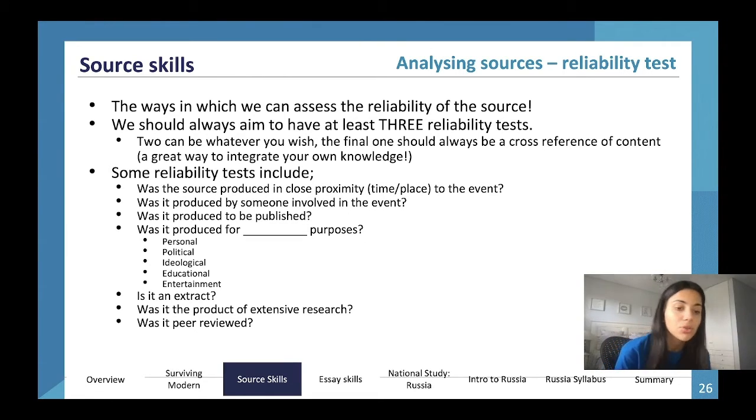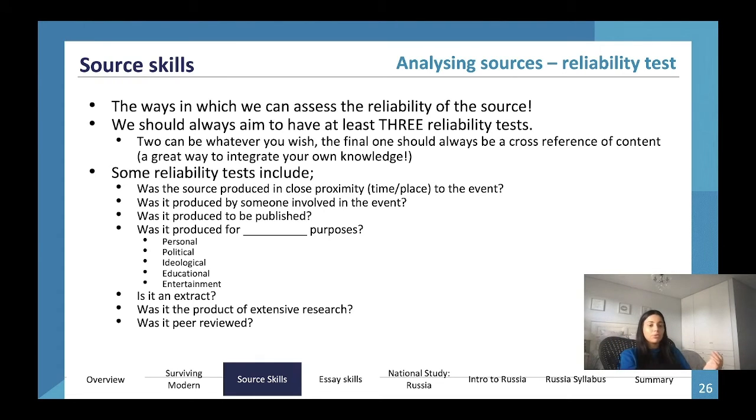Was it produced for personal, political, ideological, educational, entertainment purposes? Is it an extract? Was it the product of extensive research, and was it peer reviewed? All of these are going to affect the reliability. So I think that memorizing just a couple of them, I know there's already so much to learn in Modern, but just having a few of these memorized means that you can apply it to so many different questions, so many different practices, your trials, your HSC.